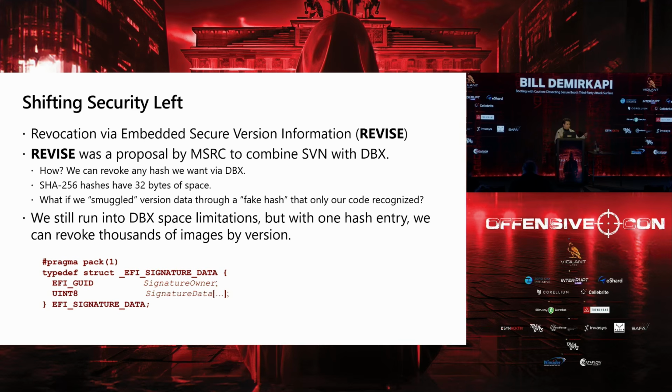SHA-256 hashes are just 32 bytes of random memory. The idea was, what if we went ahead and smuggled version data through this fake hash that only our code recognized? So how this works is that anyone else looking at DBX is just going to think this is another hash. But our code will recognize this is a special entry in DBX, and it will go ahead and parse out a structure from the hash data.